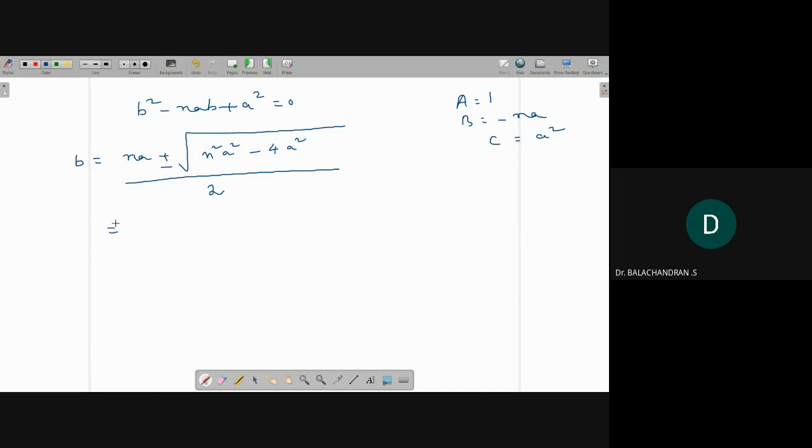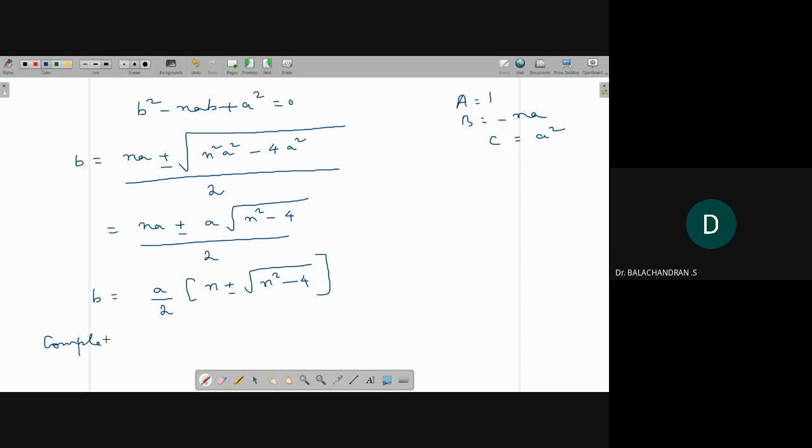So if you simplify this, you get na plus or minus, here a square is common, so a root of n square minus 4, by 2. So you can write b equal to a by 2 into n plus or minus root of n square minus 4. So here b is a function of a. So the complete solution of equation 1 is z equal to ax plus by plus c, where b is a by 2 into n plus or minus root of n square minus 4.